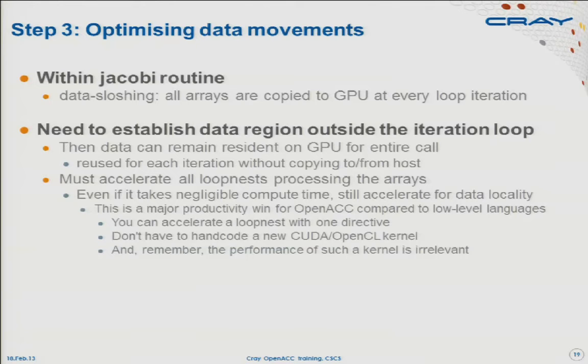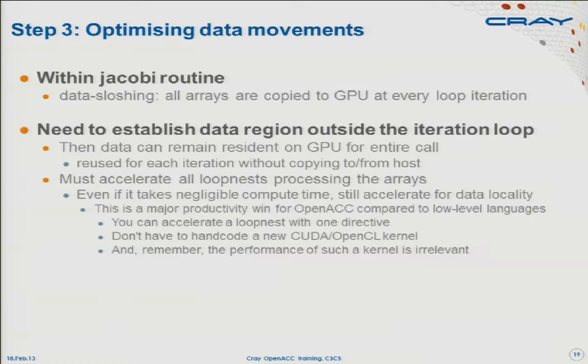So what we need to do is cut down on data movement. We need to put a data region in, and we need that data region to stop having to move the data backwards and forwards all the time. Now the problem is, where's this data region going to go? Well, it's going to have to go outside the iteration loop. We don't want to move all of the arrays every iteration. So the data region should go outside the iteration loop, so we only move at the start and end.